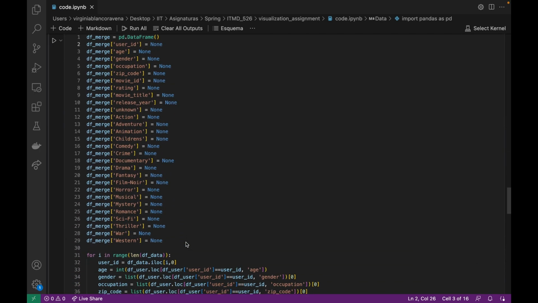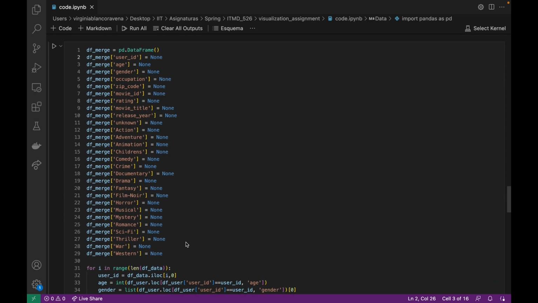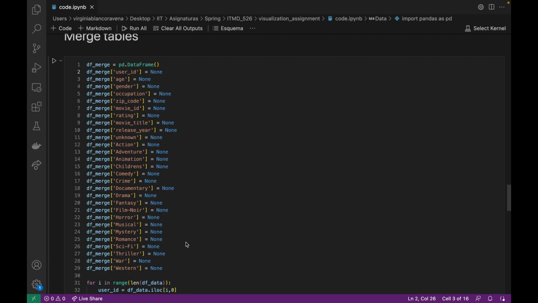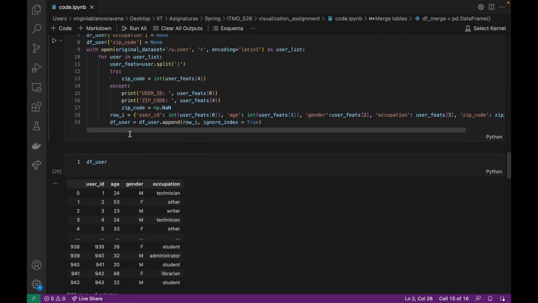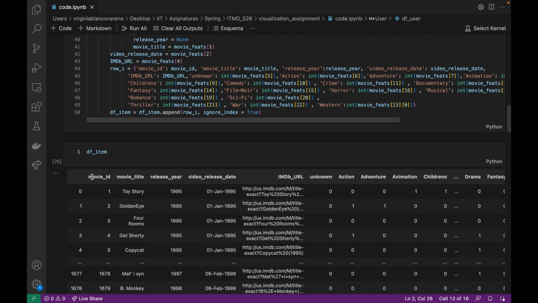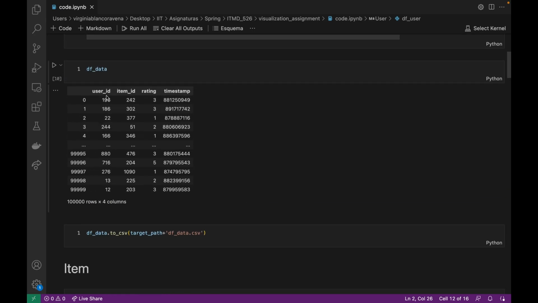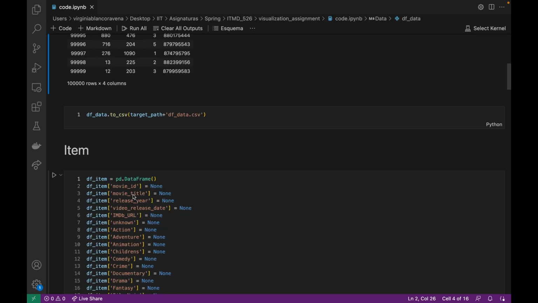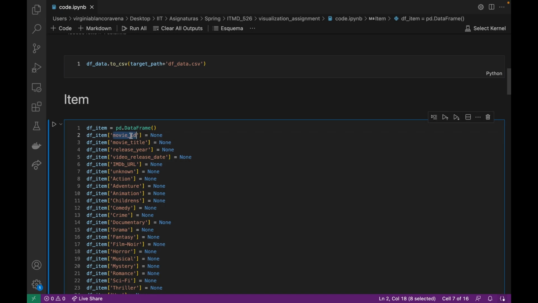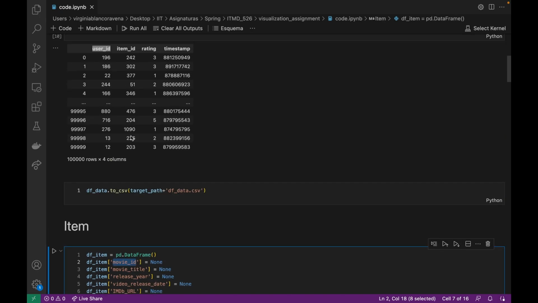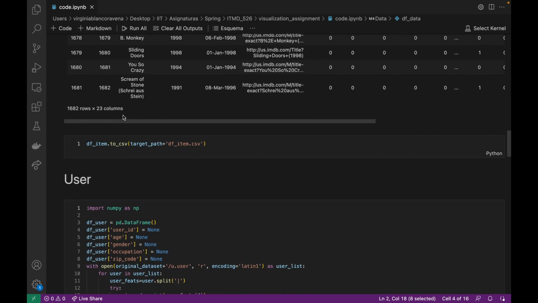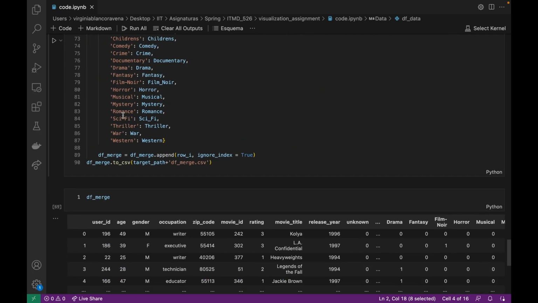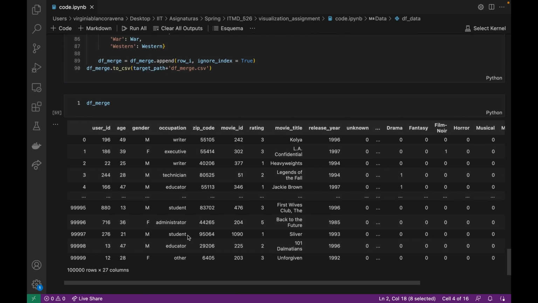And the last thing that we do is merge all of the previous data frames into just one data frame. To do that, we use user ID in the user data frame, which corresponds with the user ID in the data data frame, and also movie ID from the item data frame, which corresponds with item ID from the data data frame. And finally, we have our data frame, the one that we are going to work with.